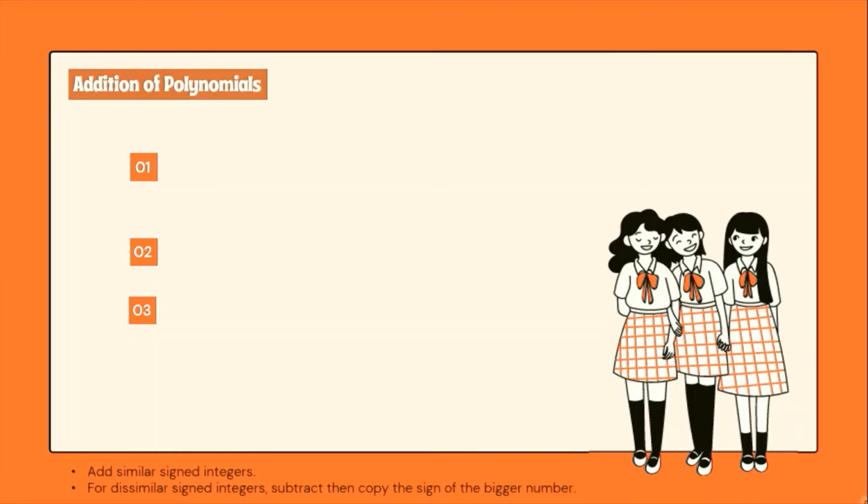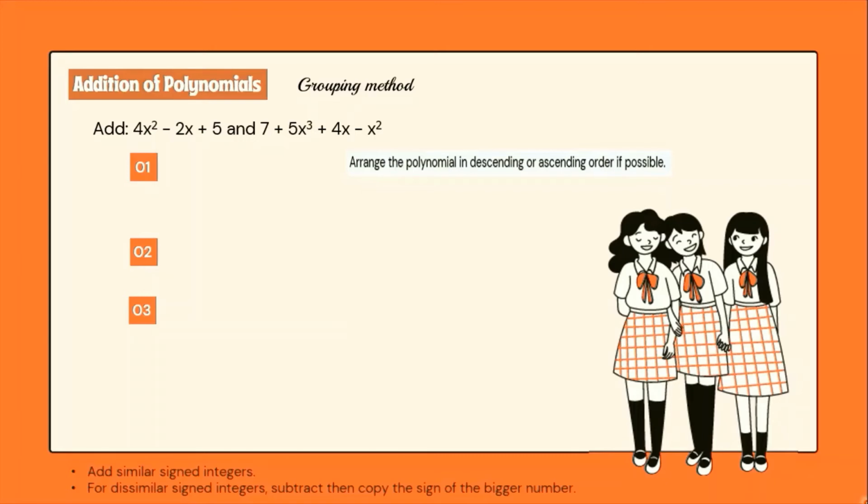Addition of polynomials. This is via the grouping method. An example is to add 4x squared minus 2x plus 5 and 7 plus 5x cubed plus 4x minus x squared. First step for the grouping method: arrange the polynomial in descending or ascending order if possible. We will use descending order.